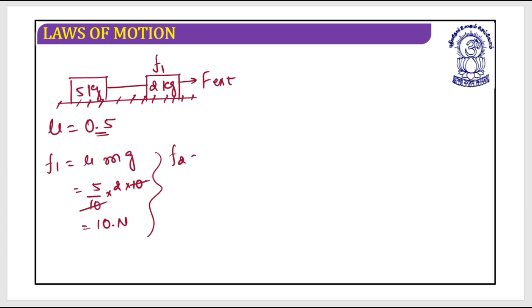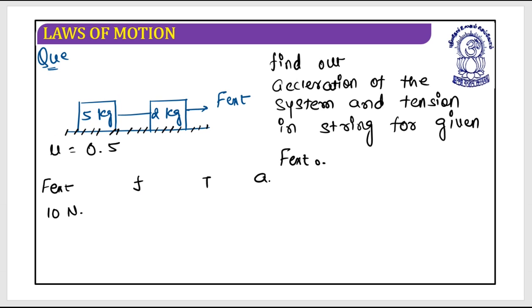For the second block, F2 is equal to mu into m2g. This could be written as 0.5, that is 5 by 10, multiplied by the mass, 5, multiplied by 10. Again, 5 fives are 25 Newton. So these are the forces that have been acting. Now if I apply F external as 10 Newton, this is the maximum friction of the first block F1, and this is the maximum friction of the second block.